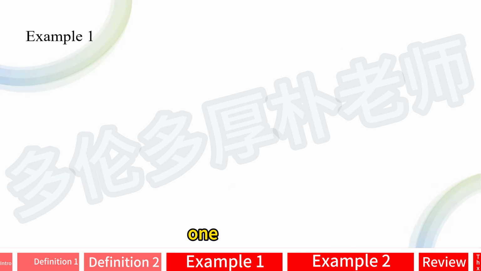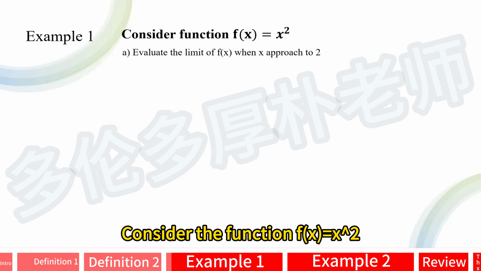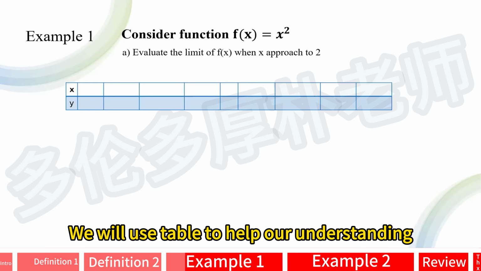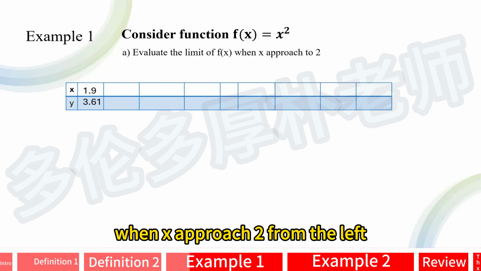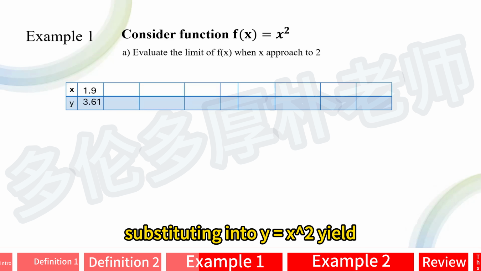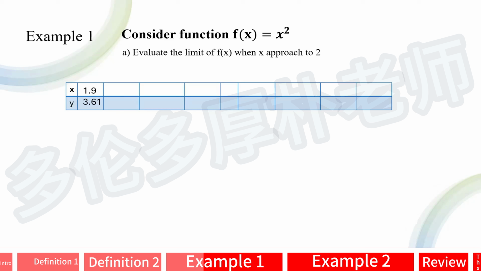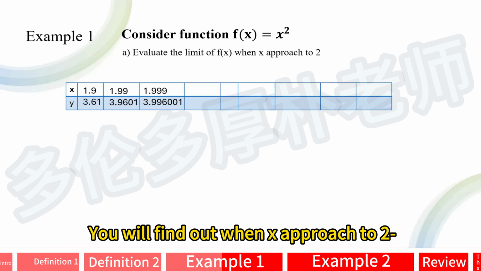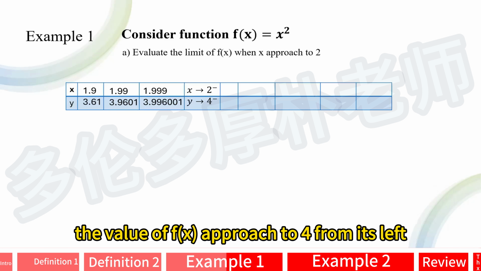Okay, let's look at one example. Consider the function f(x) equals x squared. Evaluate the limit of f(x) as x approaches 2. We will use a table to help our understanding. When x approaches 2 from the left, for example, when x is 1.9, substituting into y equals x squared yields the y value 3.61. Repeat this for x equals 1.99. You will find that when x approaches 2 from the left, the value of f(x) approaches 4 from its left.